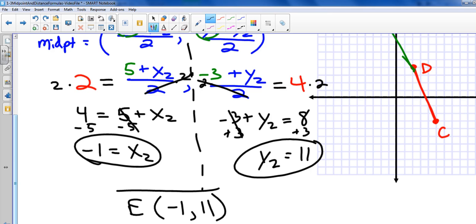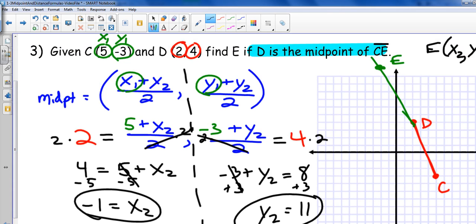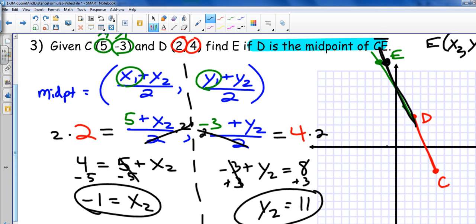And I'm going to use my sketch over here to just verify that that makes sense. Negative 1, 11, we said it should be somewhere up high. Negative 1, I think my graph goes to 10, so 11 would be up somewhere there. So if I extend this maybe in a straighter line, that's looking pretty good that that's a possible answer. I think my math is okay. Okay, that's one way. That's using your midpoint formula.